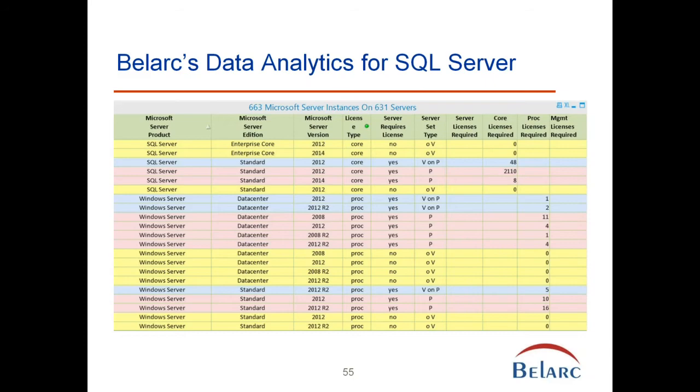And Belarc offers a tool to do that. Again, that's the data analyst based on the BelManage product. And so this is a screenshot of a report showing discovery. You can see SQL Server installations in the top rows, and the edition and the version and the license type are being identified. And that server set type that has those cryptic letters about OV and V on P and P, that's identifying the relationship between virtual and physical machines as they affect the licensing. And then on the far right, which you finally care about, which is the number of licenses that are required for that installation.